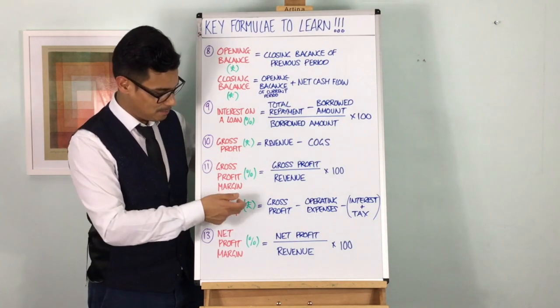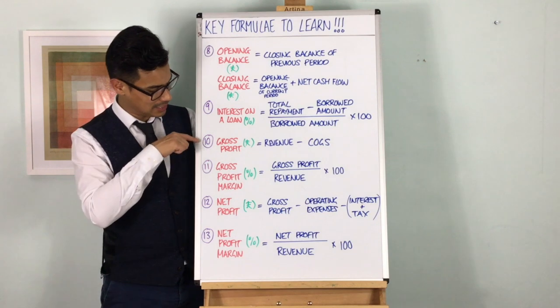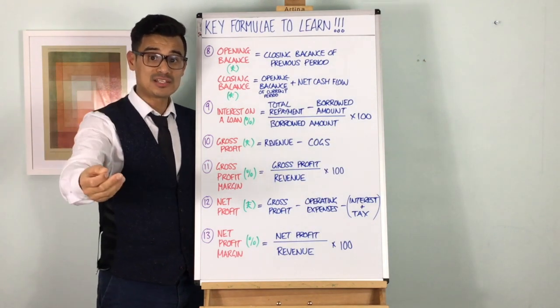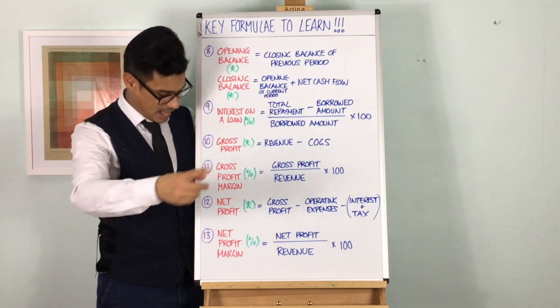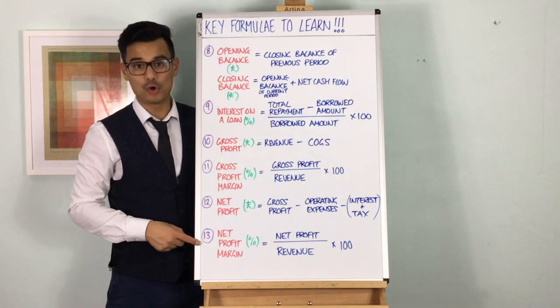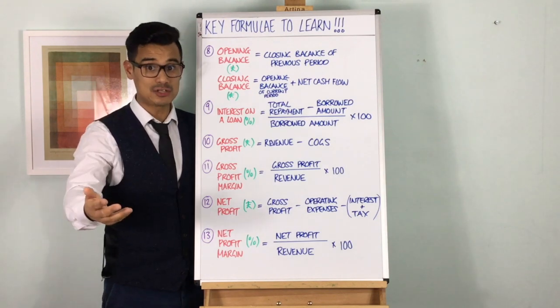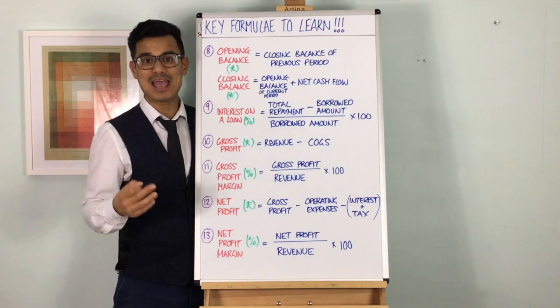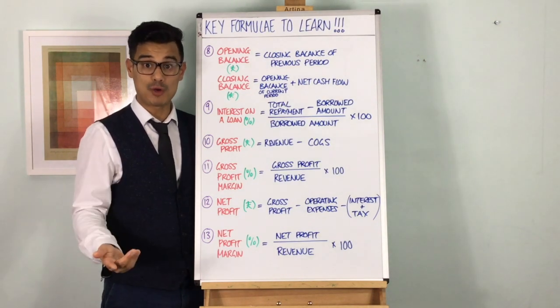Number 12 is net profit. Net profit measured in pounds will be gross profit that you calculated in number 10, and it will be minus operating expenses and minus any interest or tax there is. And then number 13, which is your net profit margin, so it's in a percentage, and that's going to be net profit divided by revenue times by 100.